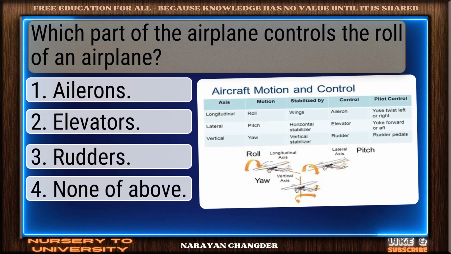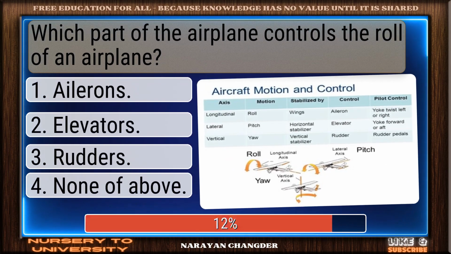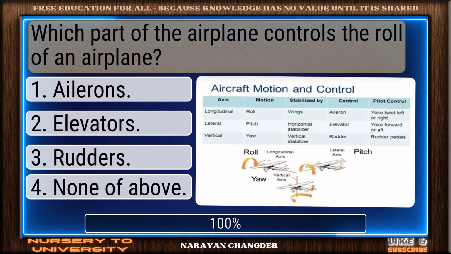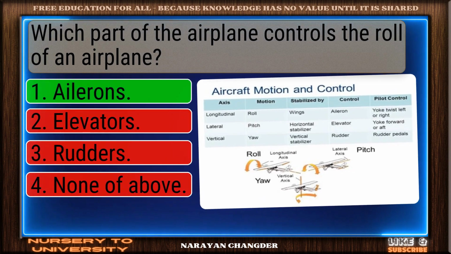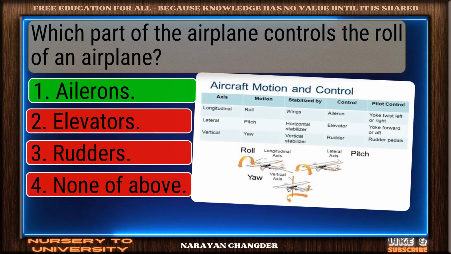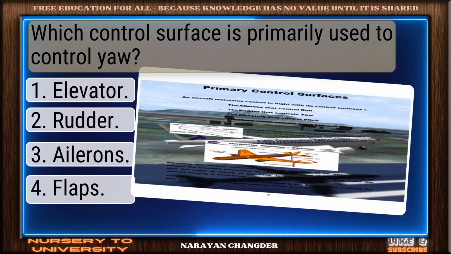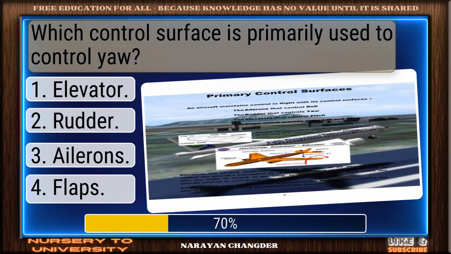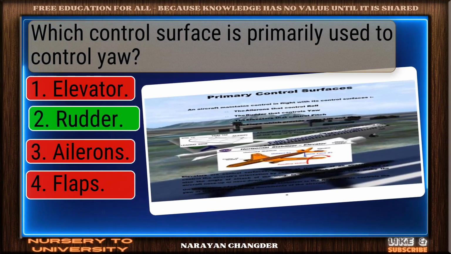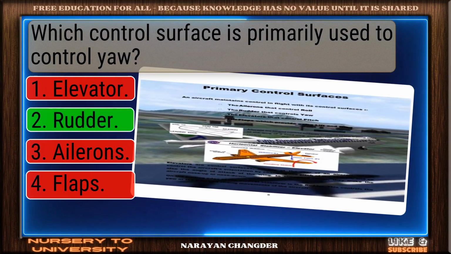Which part of the airplane controls the roll of an airplane? Correct response. Ailerons is the most accurate answer. Which control surface is primarily used to control yaw? Right again. Rudder is a valid answer.